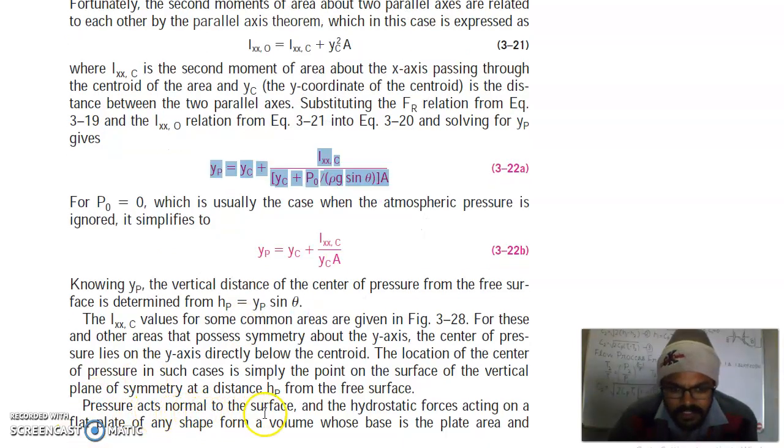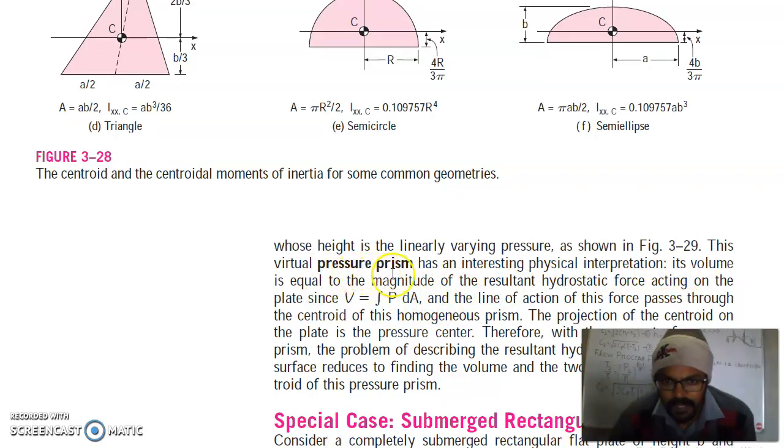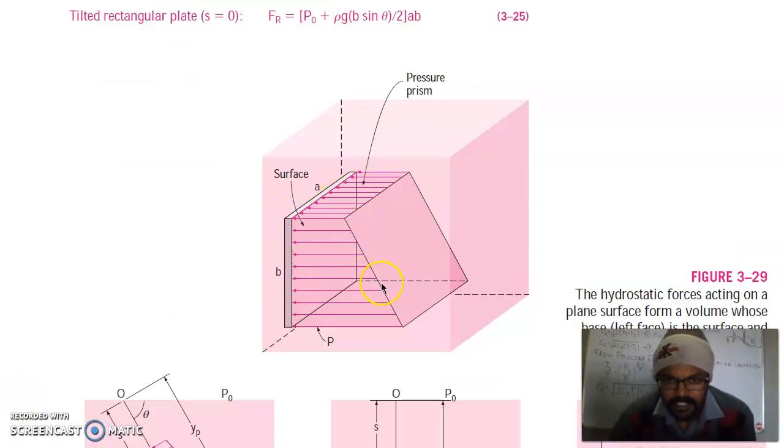Pressure acts normal to the surface, and the hydrostatic force acting on a flat plate of any shape forms a volume whose base is the plate area and whose height is linearly varying, as shown in the figure. This virtual pressure prism has an interesting physical interpretation. This is the pressure prism, which shows the distribution of pressure throughout the plate. You can see the pressure at the bottom is highest. When you go to the upper side, the pressure decreases.